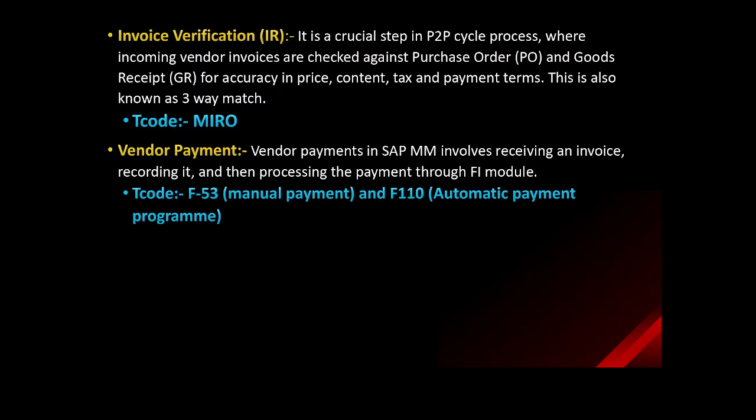Then the last one is vendor payment. This is an activity of FI, so we need not be involved in this, but still we should be aware of what vendor payment is. Vendor payment in SAP involves receiving an invoice, recording it, and then processing the payment through the FI module. F-53 is the manual payment T code, where we can make the payment to the vendor, and F-11 is the automatic payment program, where we can run the automatic program for the payments.